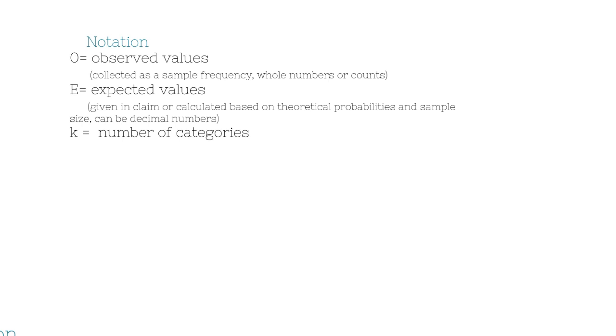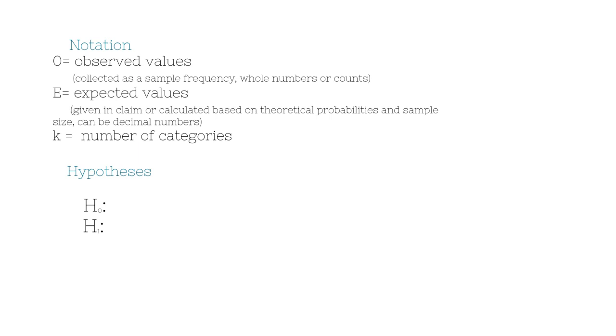The expected values come from the probabilities given in the claim or the implied distribution. So if we have 100 M&Ms and we know 24% of them should be blue, we would expect 24 of our 100 M&Ms to be blue. That would be an expected value. It's not what we observed, it's what we expect to get in any random sample. K represents the number of categories. So in our M&Ms example, K is 6 because we have 6 different colored M&Ms.